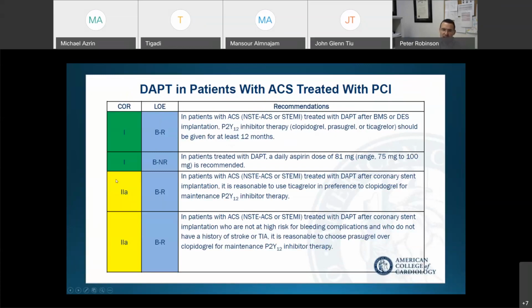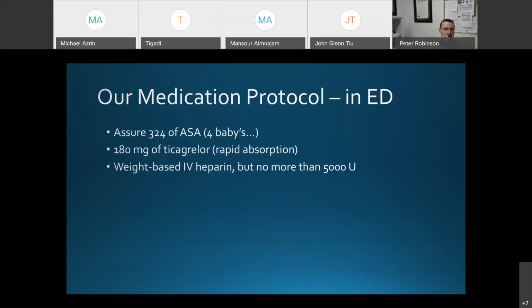You still give a class 2A recommendation favoring use of ticagrelor over clopidogrel. I touched base on this last week, so I won't go into it any further. We'll stop there. So again, what is our medication protocol in the ER? Baby aspirin, and we're using ticagrelor most of the time. I think we could raise the question of whether we should or not versus prasugrel, but we don't need to do that here. And then weight-based IV heparin, more than 5,000 units.